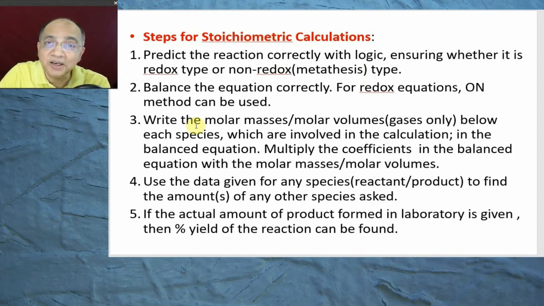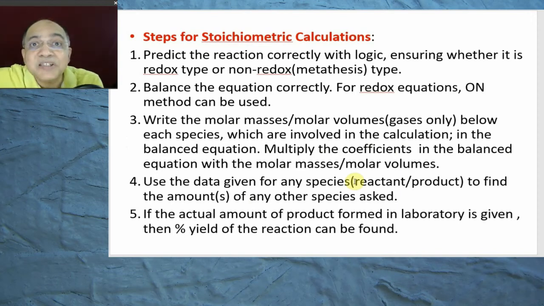You can't apply the hit and trial method, which is actually not recommended for a complicated redox reaction equation, in which you have to look for the total number of electrons lost to be equal to the total number of electrons gained. Then write the molar masses or molar volumes below each species involved in the calculation in the balanced equation. Multiply the coefficients in the balanced equation with the molar masses or molar volumes, because we have to first find out the stoichiometry on a molar basis.